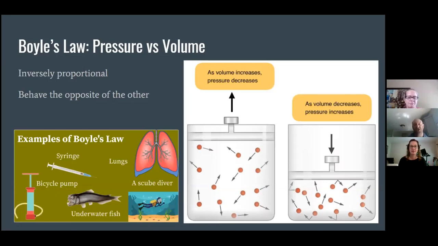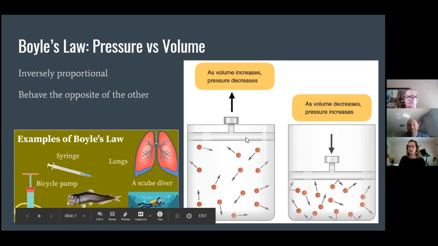Okay, so the first of many laws that we're going to talk about is called Boyle's law, which is a pressure-volume relationship. The one thing that we have to also say here is that the other variables, which would include temperature and the amount of molecules, are going to remain constant. So it's an inverse relationship, which means that the two variables behave opposite of each other.